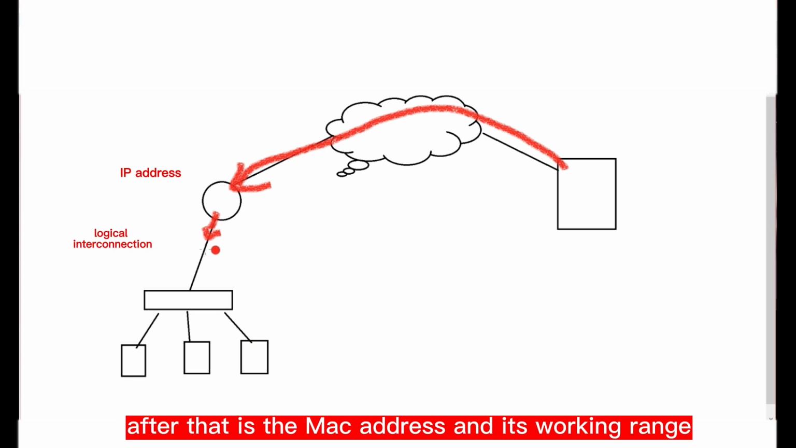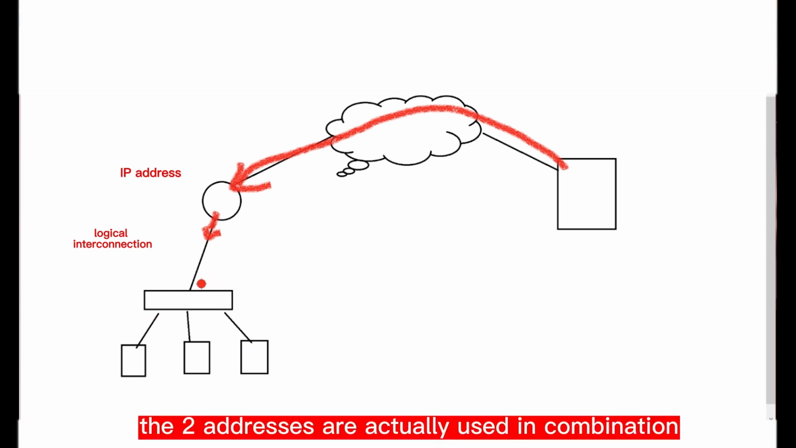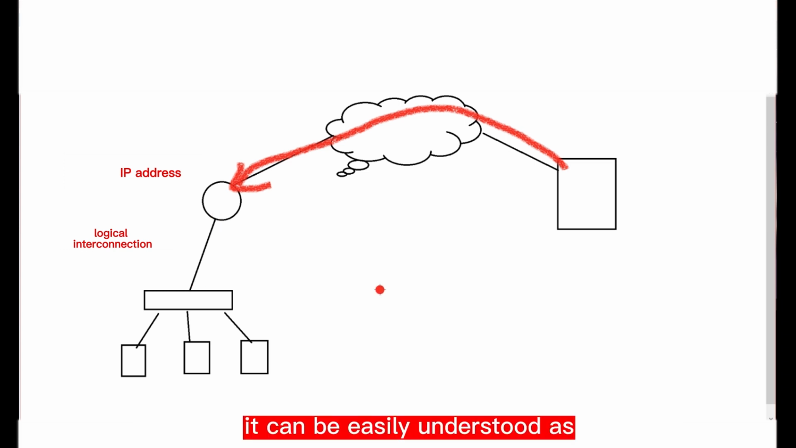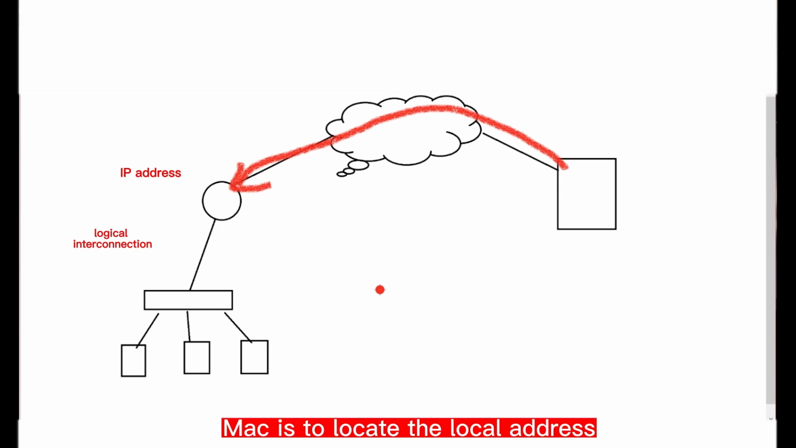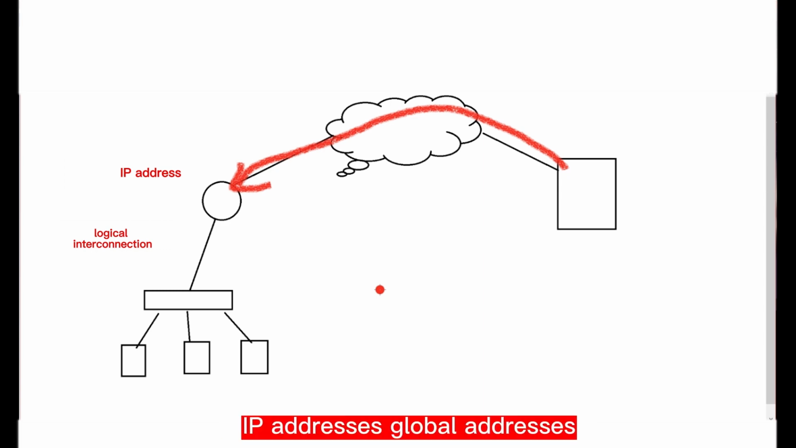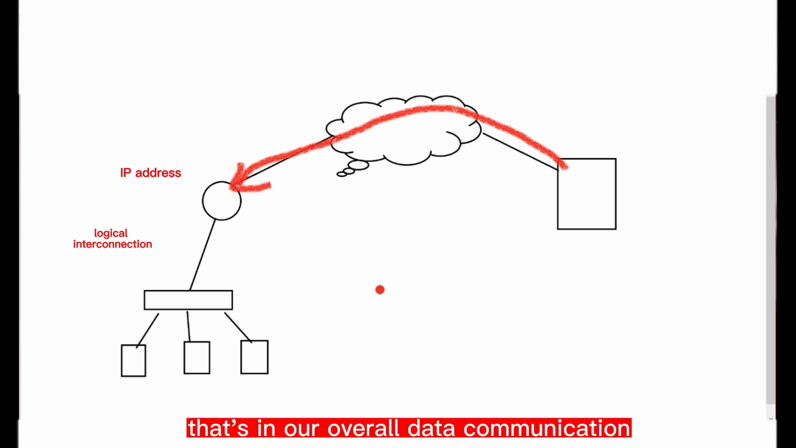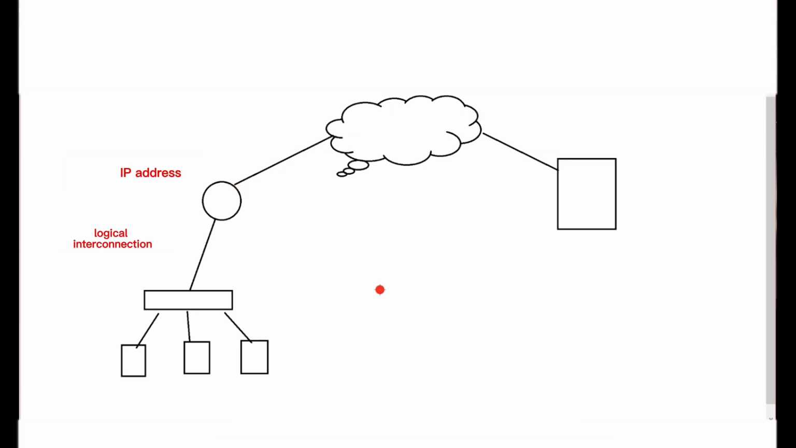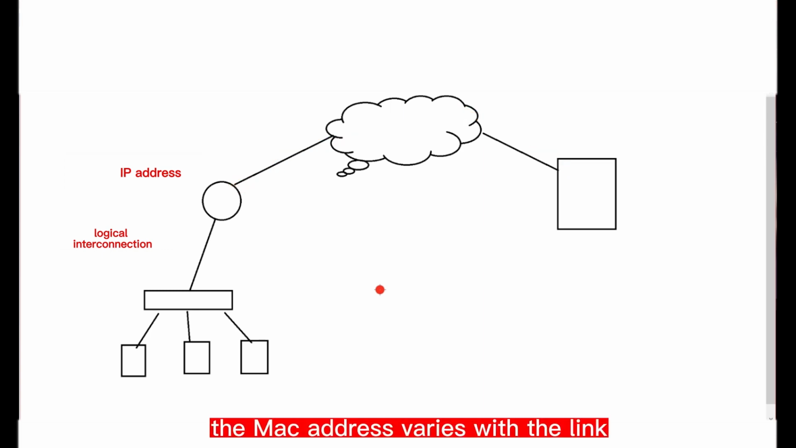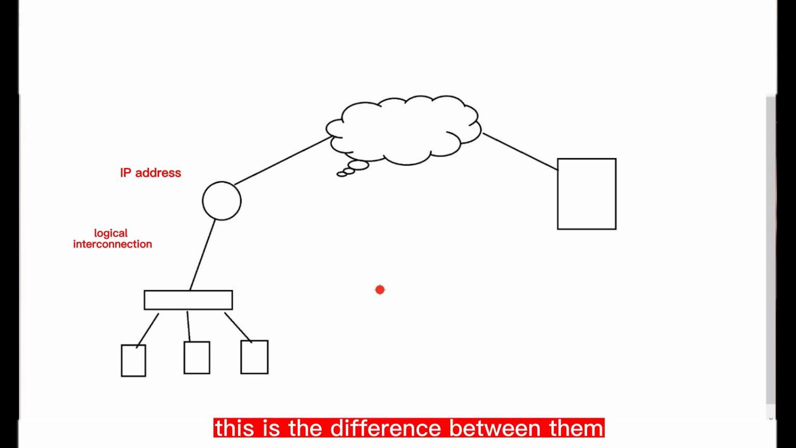After that comes the MAC address and its working range. So, the two addresses are actually used in combination. It can be easily understood as the MAC address locating the local address and the IP address being the global address in our overall data communication. IP addresses never change. The MAC address varies with the link. It will change. This is the difference between them.